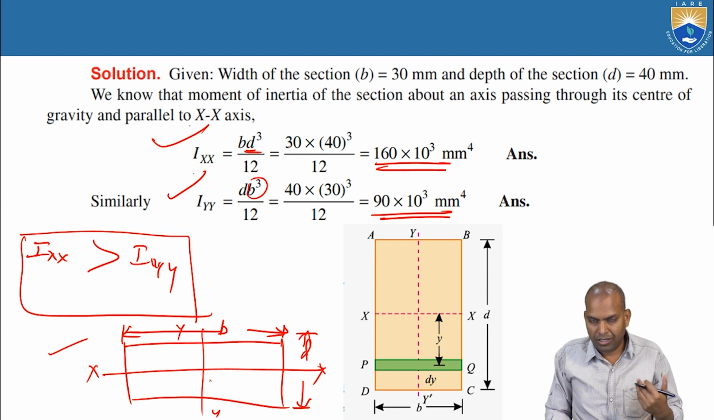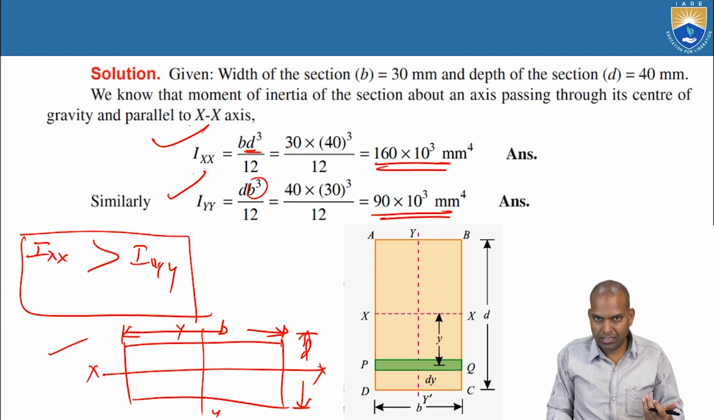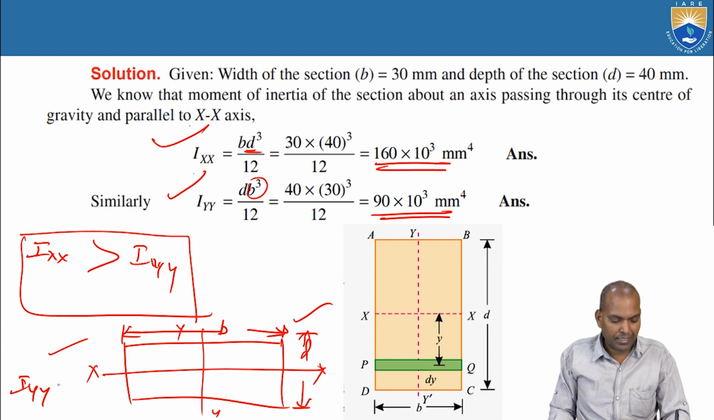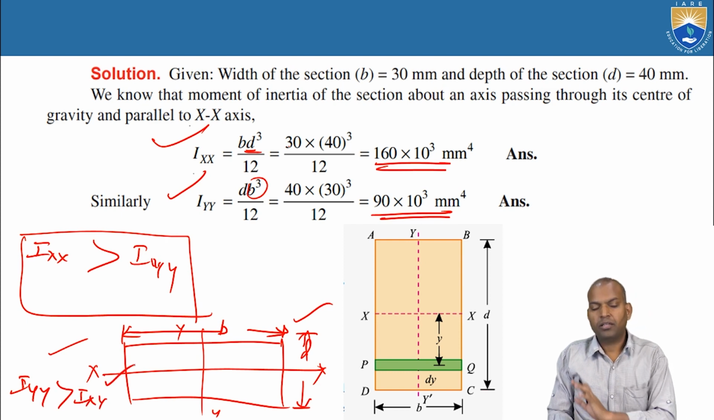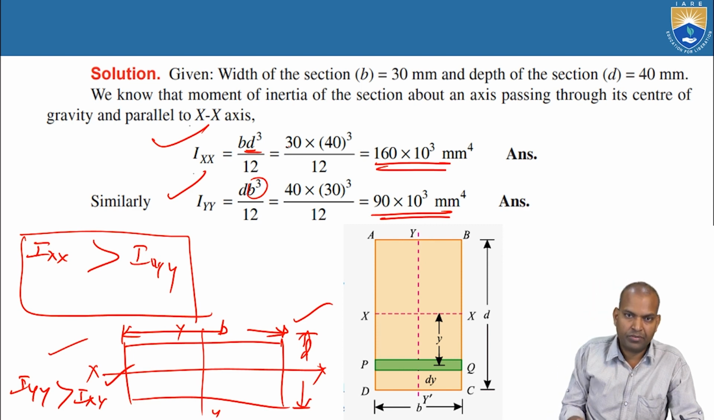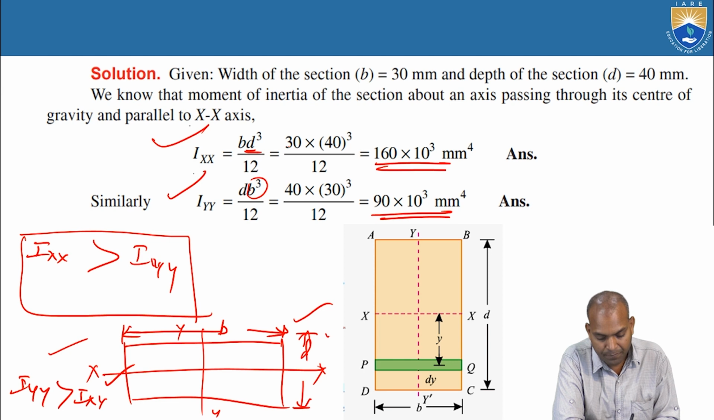Which value is the larger value? Is this Ixx or Iyy? For this case, Iyy becomes greater than Ixx. Why? The width B is larger in comparison to the depth D for this case.